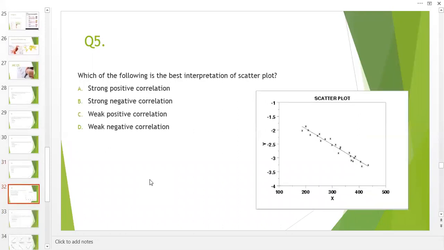Which of the following is the best interpretation of the scatter plot shown here? Strong negative correlation. B. Yes, it's a strong negative correlation, as the value of x increases, the value of y decreases.